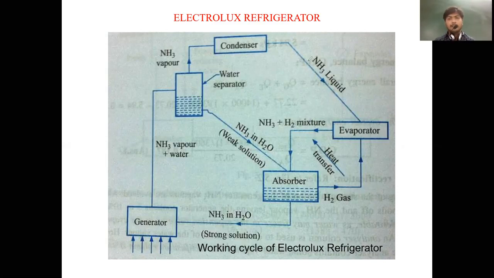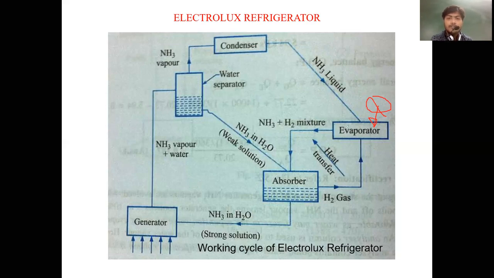Ammonia liquid from the condenser is going into the evaporator. In the evaporator, H2 gas is already present, which increases the evaporation rate of this ammonia liquid. The ammonia liquid is converted into vapor form by absorbing heat from the desired place.